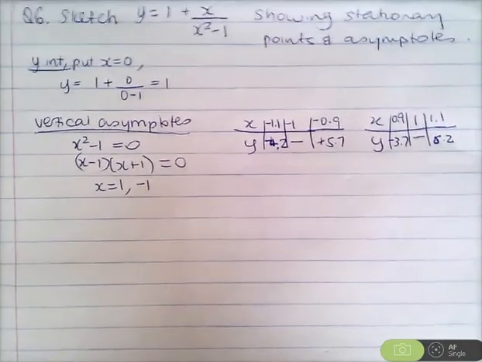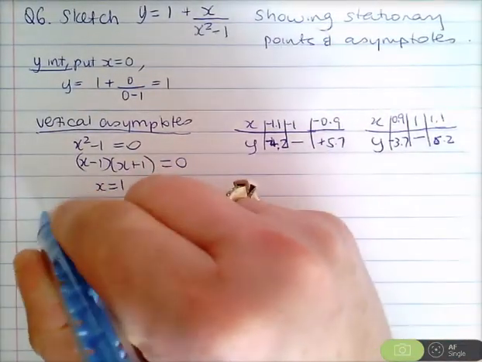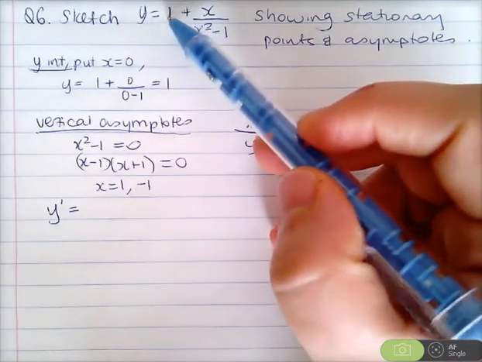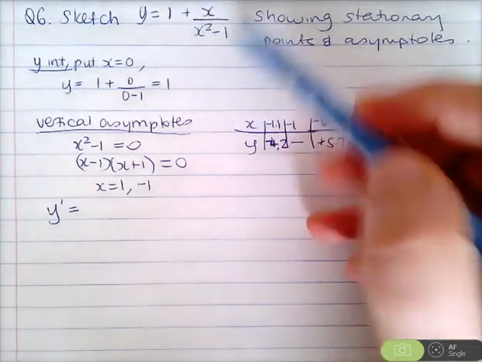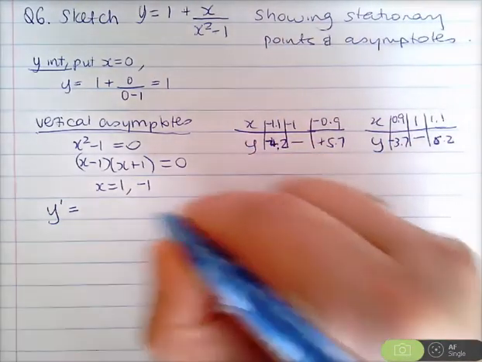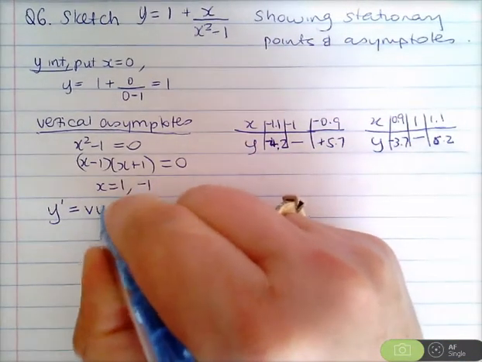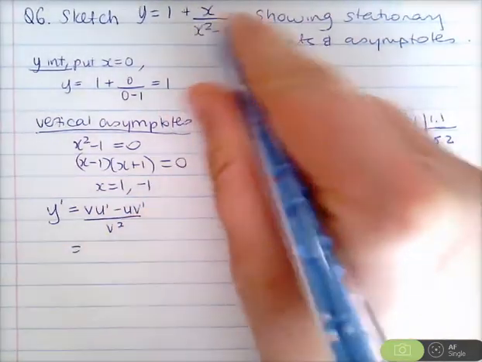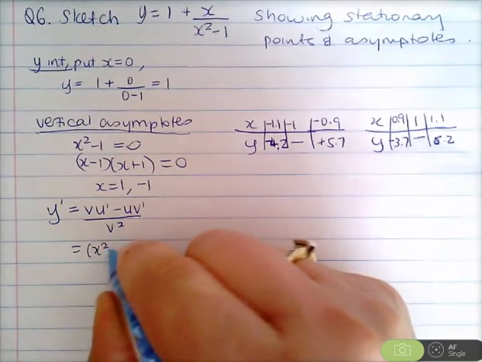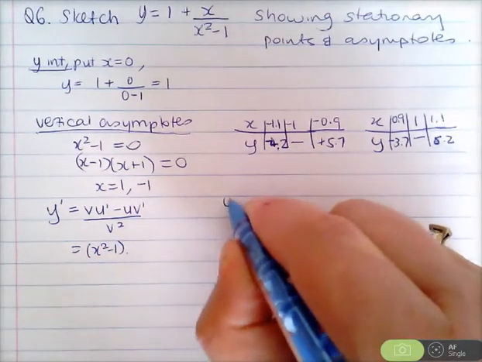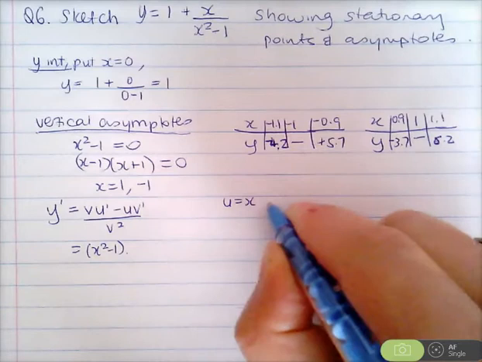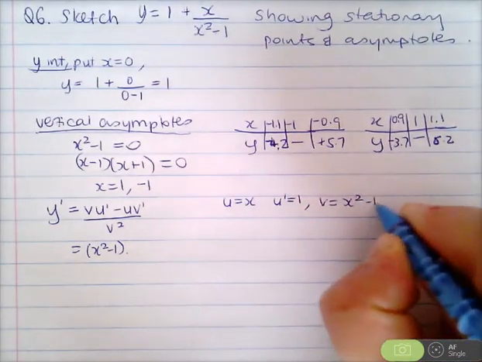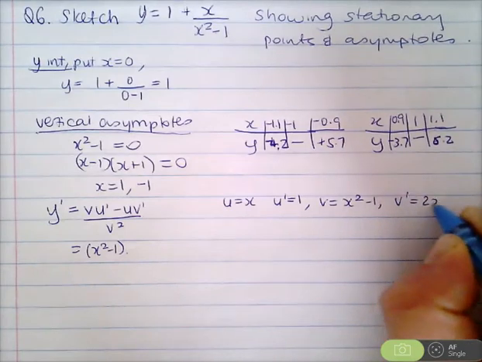All right, what we're going to do next is find any stationary points. So y dash. Now, if you differentiate 1, you get 0, so we really just need to differentiate that bit over there. So we've got y dash is v times u dash minus u times v dash over v squared. I'm just going to write down what they are here: u is x, u dash is 1, v is x squared minus 1, and v dash is 2x.